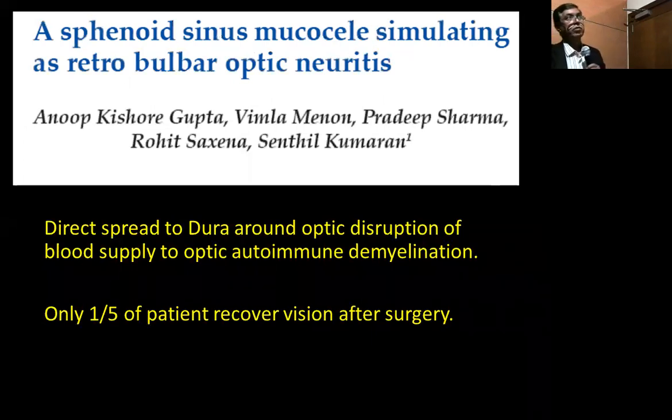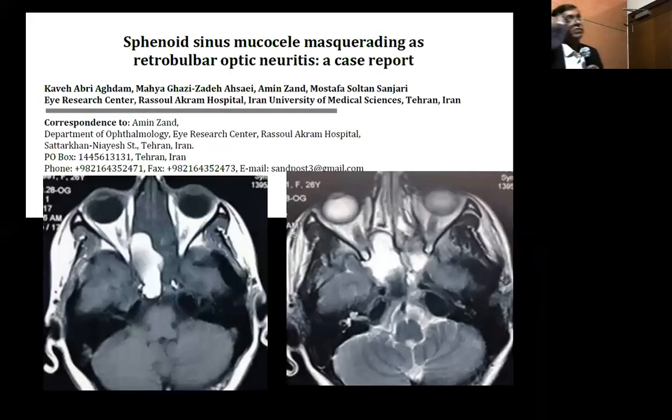Sphenoid sinus mucocele simulating retrobulbar optic neuritis. Decreased vision, a young person, a female, hysterical. Females are usually diagnosed as hysterical because they are refined creatures. We over diagnose their refinement. Sphenoid sinus mucocele masquerading as retrobulbar optic neuritis. These are papers.